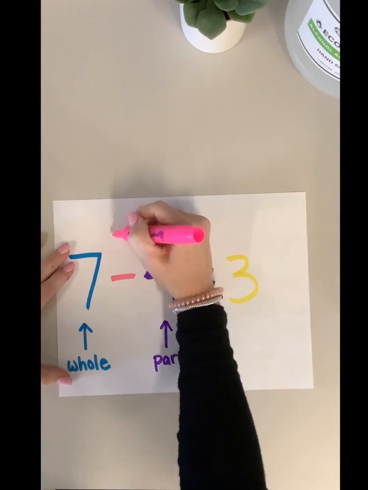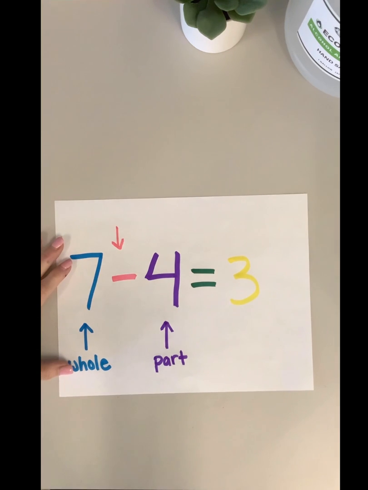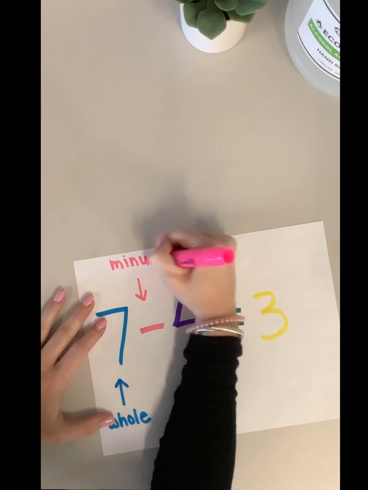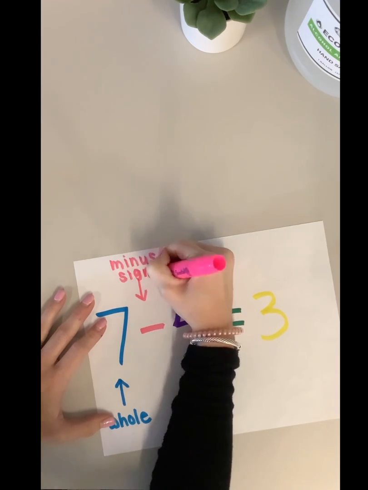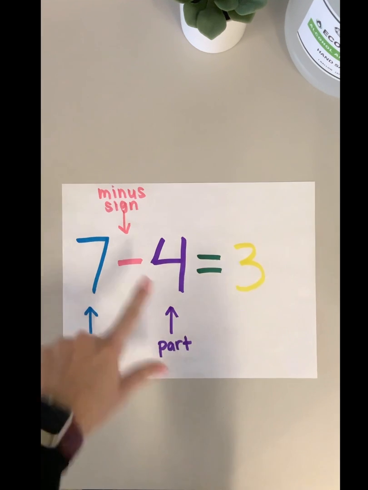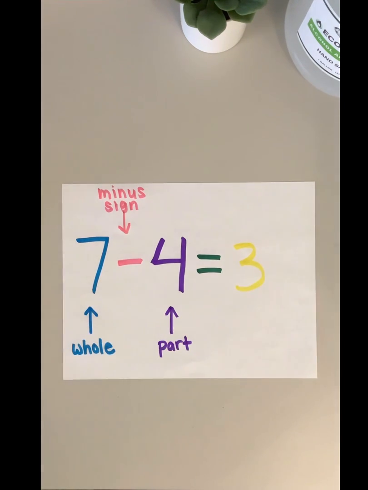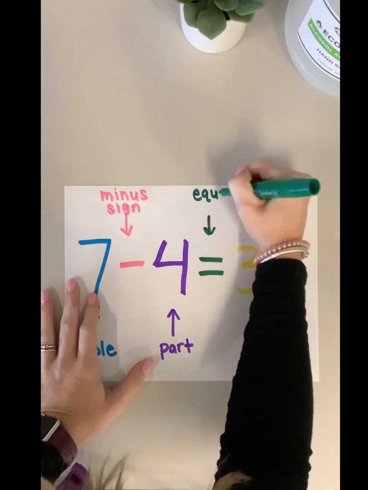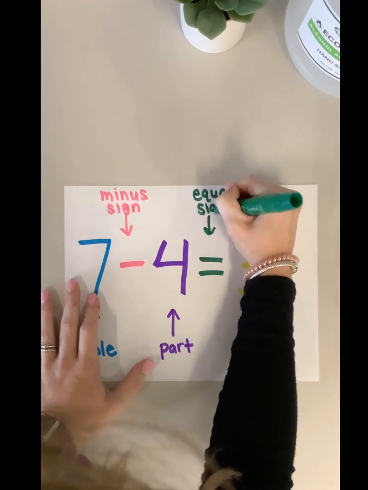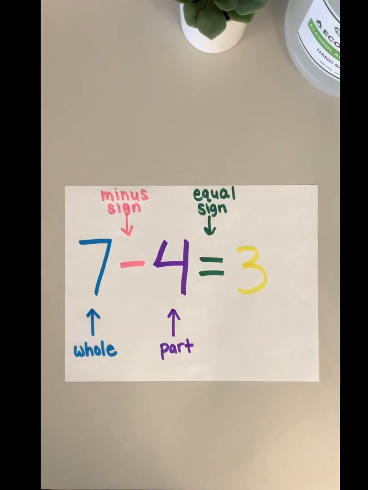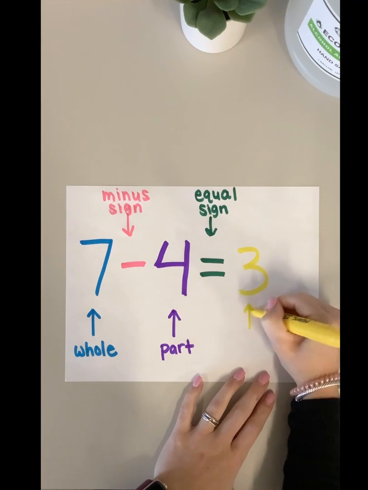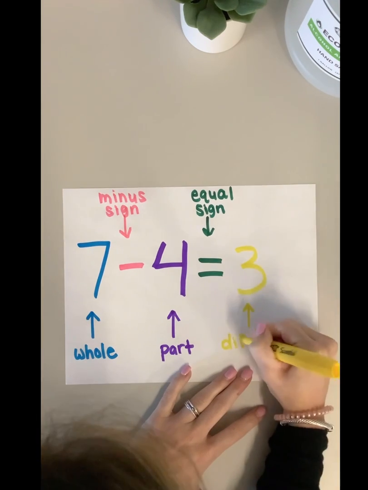Does anyone remember what the sign is called for subtraction? You're so right. So smart. It's called a minus sign. Anytime we see this sign, we know that we're going to be subtracting or taking away. Our second sign in a subtraction problem is a sign that we see a lot in math. It's called the equal sign. And the number that comes right after the equal sign is our answer to the subtraction problem, and we call this the difference.